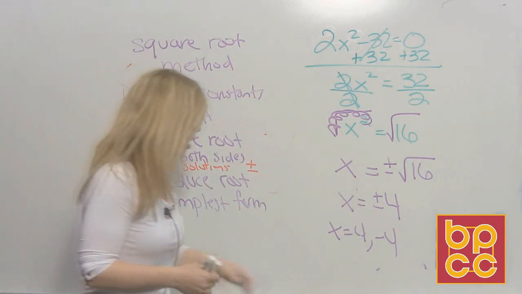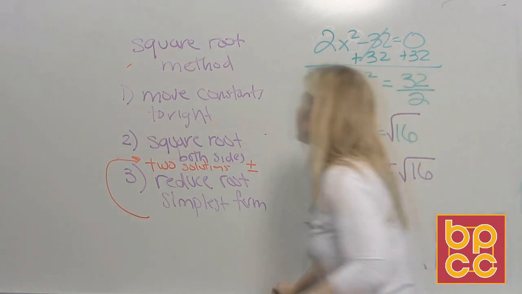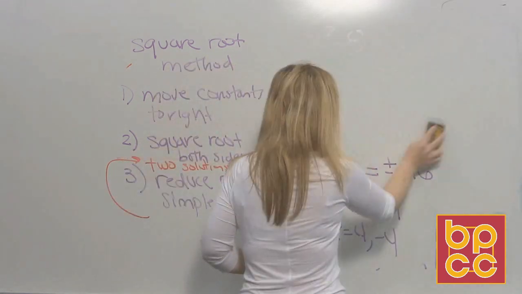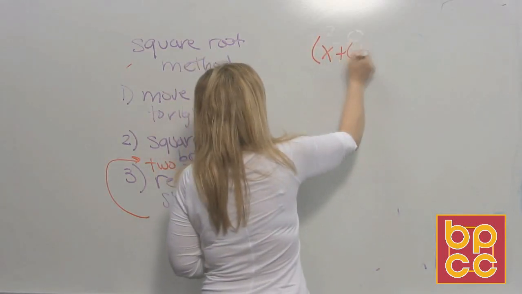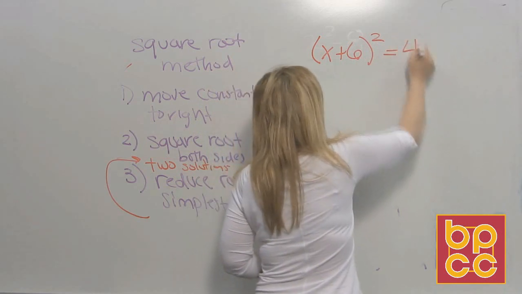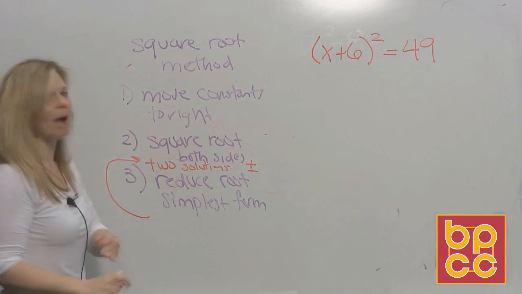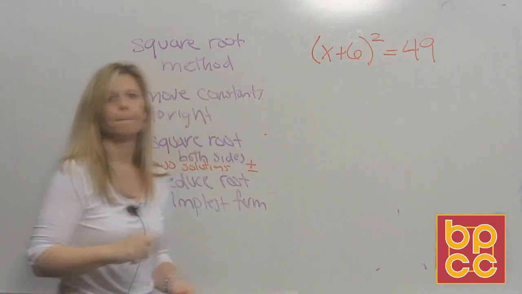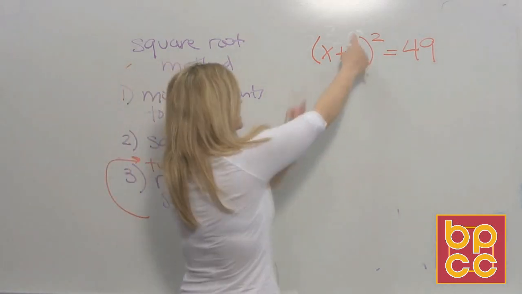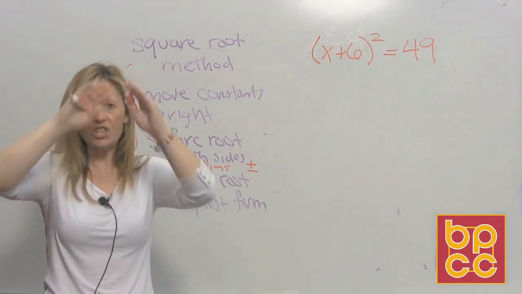Okay, let's go and try another one out of our notes. Let's look at example 4. Example 4 in our notes says x plus 6 squared equals 49. Okay, first step is to move the constants to the right. So I'm going to ask you, can you take that 6 and move it here? No, you cannot, because that 6 is stuck in parentheses. So we can't move anything right now, because it's stuck in parentheses.